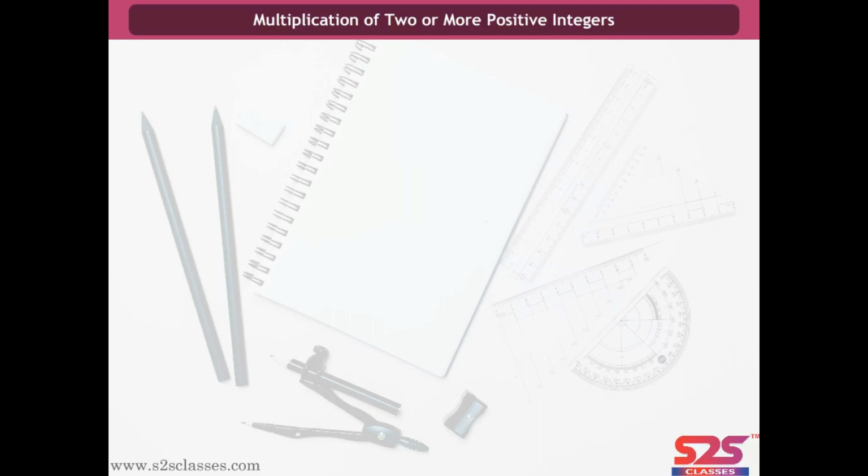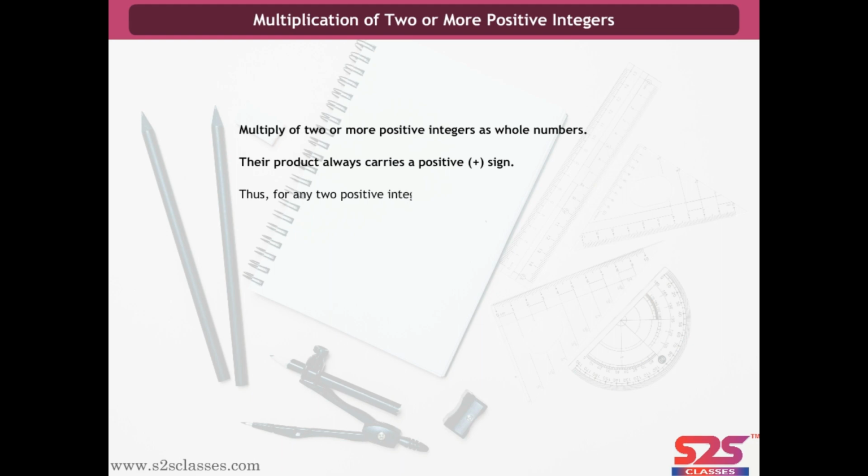Multiplication of 2 or more positive integers. We multiply 2 or more positive integers as whole numbers. Their product always carries a positive sign. Thus, for any two positive integers a and b, a into b is equal to a into b. For example, 5 into 5 is equal to 25, 7 into 8 into 10 is equal to 560, 9 into 12 into 4 is equal to 432, etc.